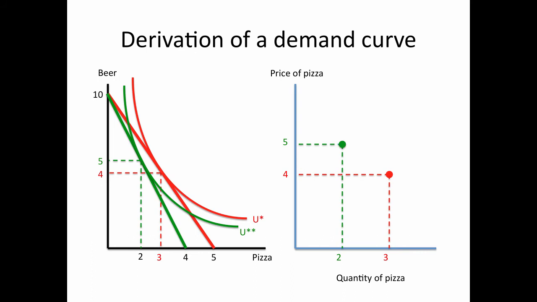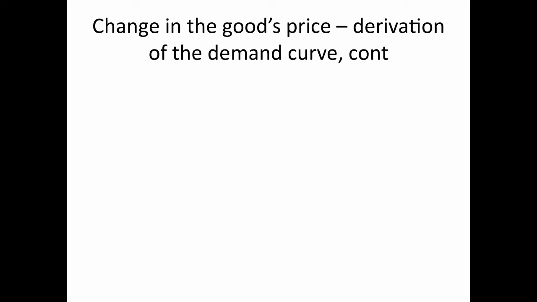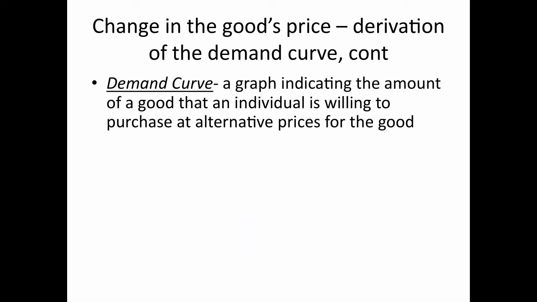I could go through different combinations of different prices for pizza, mapping out these different points, and then if I connected all of those dots, I would get this downward sloping line, and that simply is the consumer's demand curve for pizza. It says, holding all other things constant, how much pizza would be demanded as the price of pizza varies. To say this a different way, the demand curve is a graph that indicates the amount of a good that a consumer is willing to purchase at alternative prices.